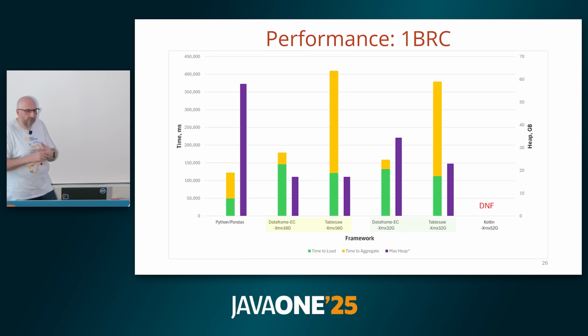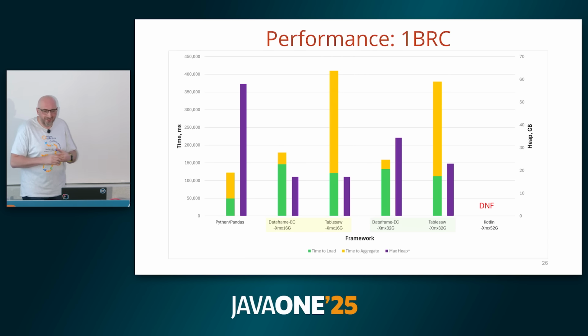Another thing is, while Tablesaw does well when it comes to loading data, it actually does very poorly when it comes to aggregating the data, to the extent that Dataframe-EC ends up being twice as performant. My theory is that it relies on Apache Commons for its math stuff, and Apache Commons is also known to be not the most well-optimized library.